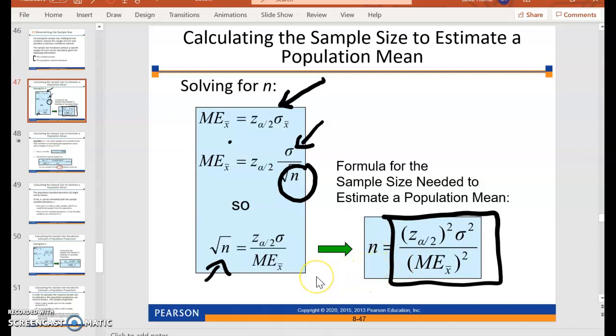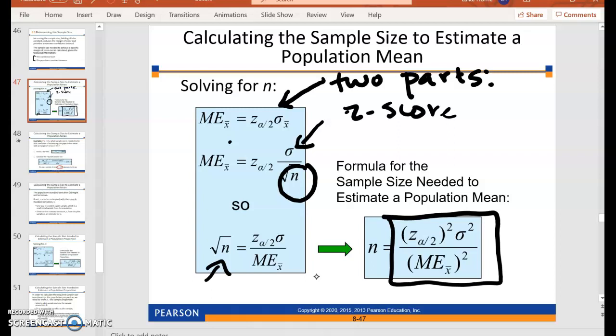Alright, so this is the formula we're going to use in the box to determine what the sample size needs to be for a given confidence level or a given margin of error. But I do want to emphasize the margin of error consists of two parts. The z-score, and remember the z-score is based off of what your confidence level is, and your standard error of the mean. So anytime we multiply those together, that gives us the margin of error.